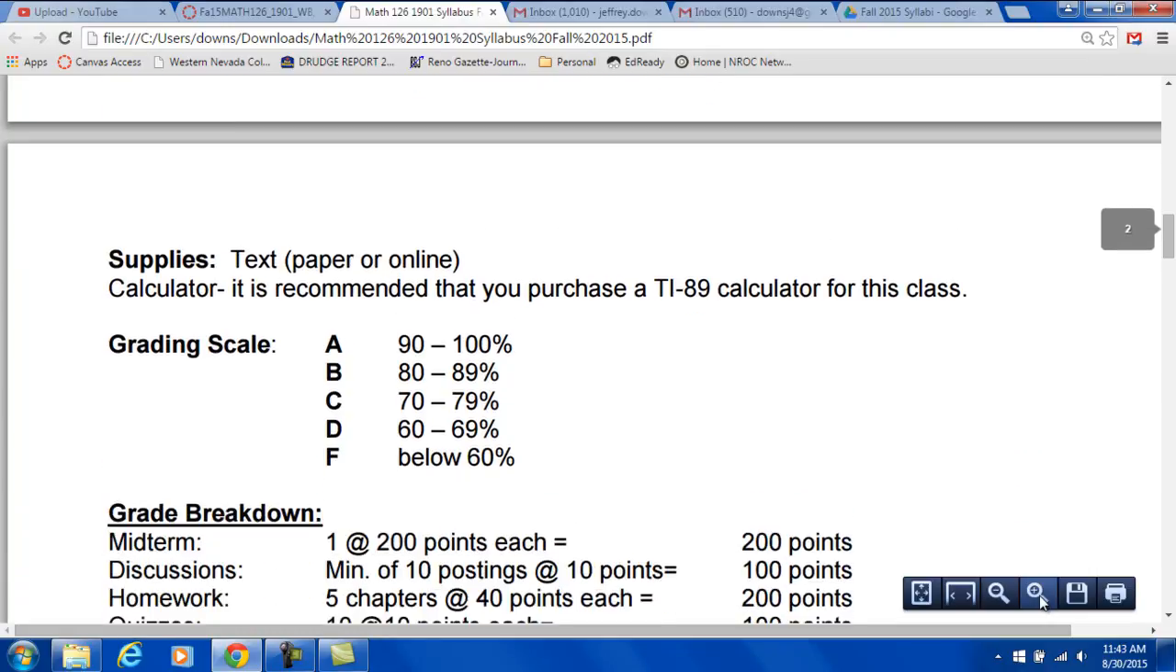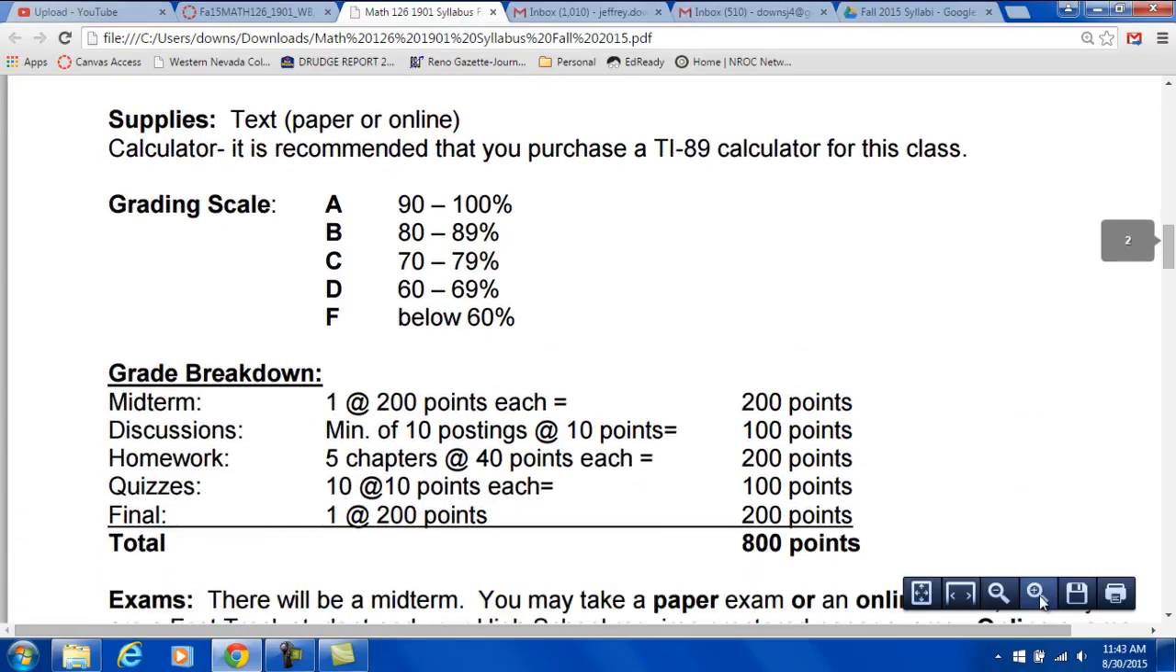Either paper or ebook. So you're going to need some kind of a book, either paper or ebook. You probably want a calculator. The TI-89 is the one I prefer, and I use that for Math 126, Math 127, Math 181, and Math 182. Some schools, some professors won't allow you to use a TI-89 in calculus, but I do. I think it's a really useful tool.